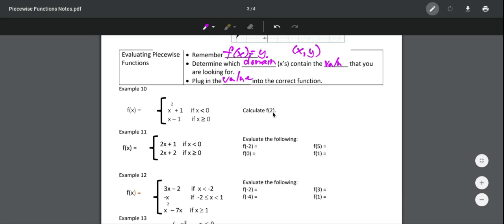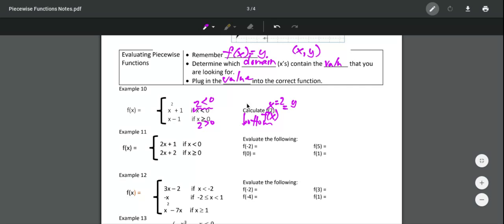All right, so this is our x value, f of x, f of 2. So f of x, so x is 2. And we want to know what y value that is, okay? And so we say, where does 2 fall? Is 2 less than 0 or is 2 greater than 0? Well, 2 is not less than 0, so it doesn't fall here. It falls here, so it falls in the bottom here.